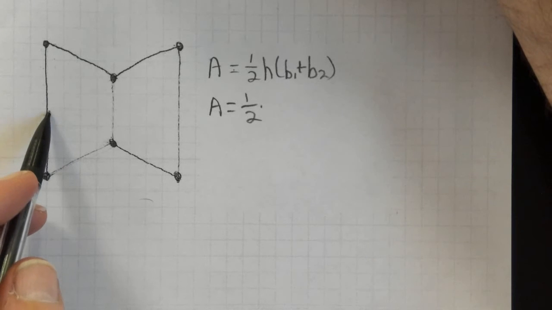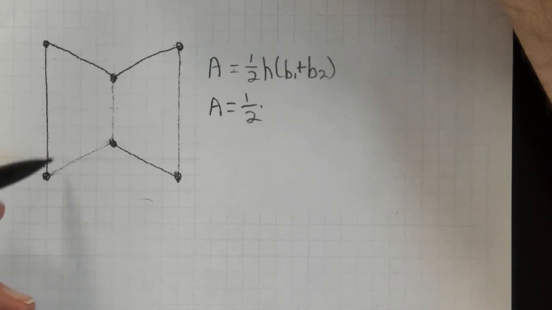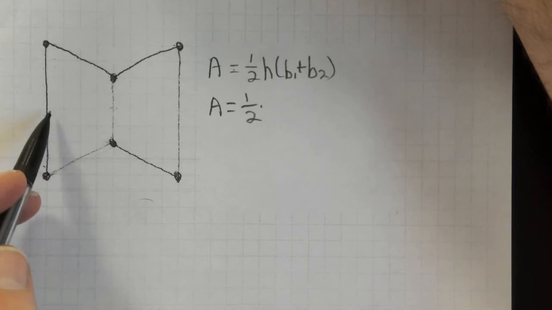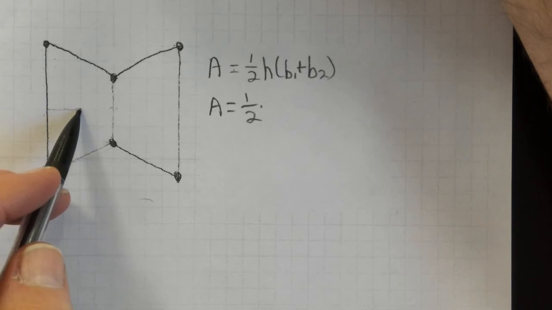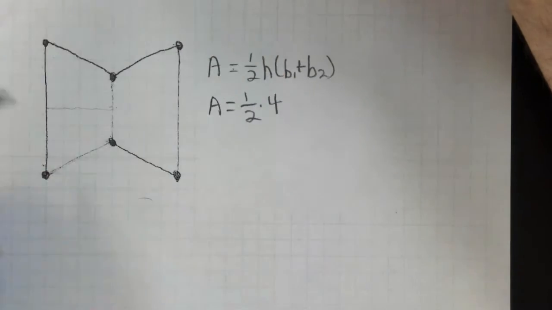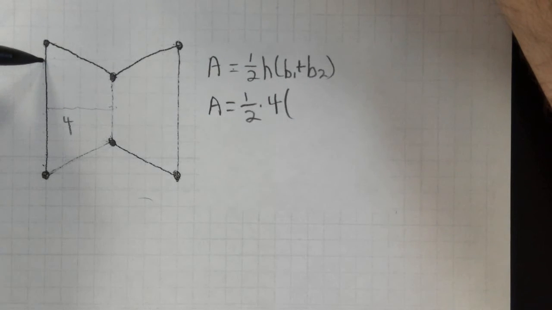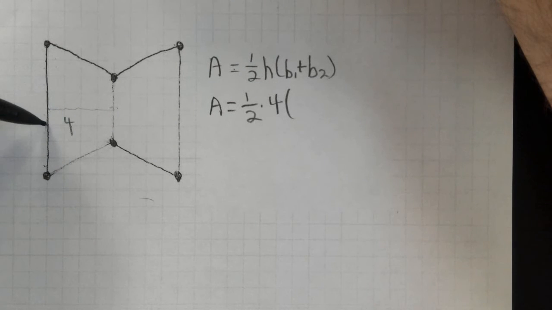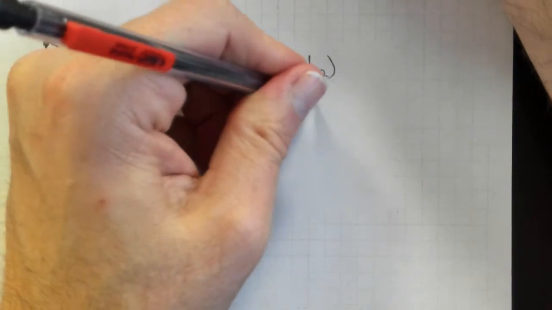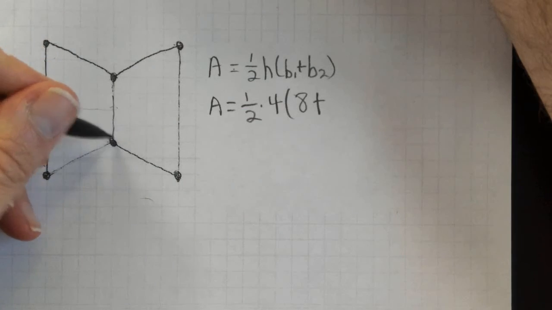So the height is from base to base, and the bases are the parallel sides. Remember, it's not necessarily top to bottom. Keep that in mind. So the height here will be 1, 2, 3, and 4. 4 is my height. All right. Base 1 we can count as 1, 2, 3, 4, 5, 6, 7, and 8. Plus base 2, the other base, 1, 2, 3, and 4.